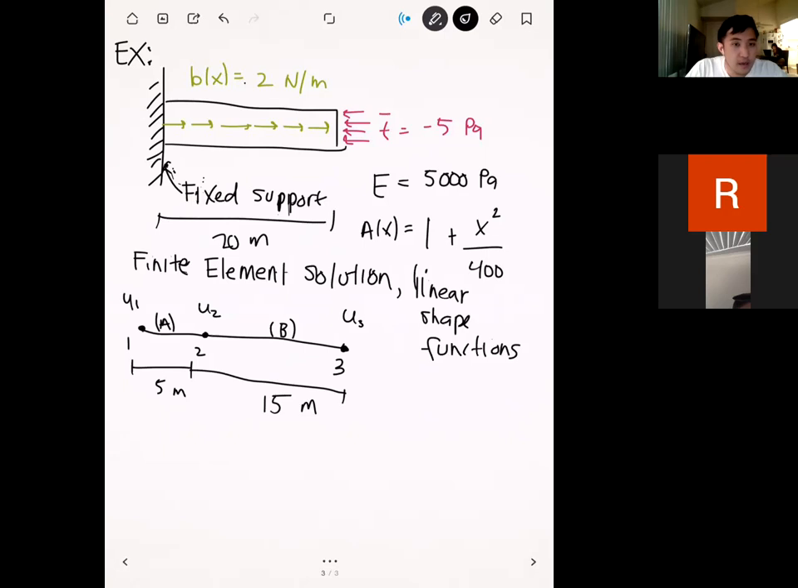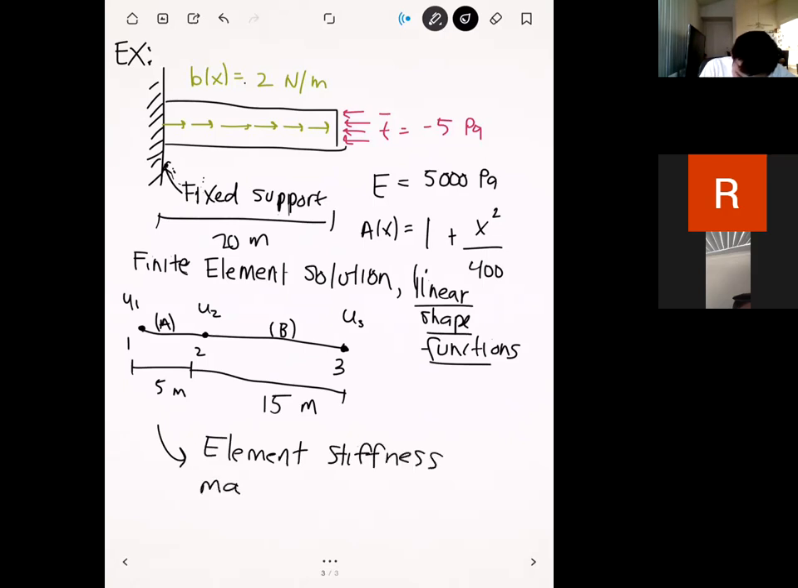So that's the problem. Now that we have the discretization, and now that we've chosen the shape functions, the next step is going to be to form our element stiffness matrices. In this case, we're going to have two of them: an element stiffness matrix for element A and an element stiffness matrix for element B. I'm going to do that on the next page. Before I do that, are there any questions on this before we start working this out?